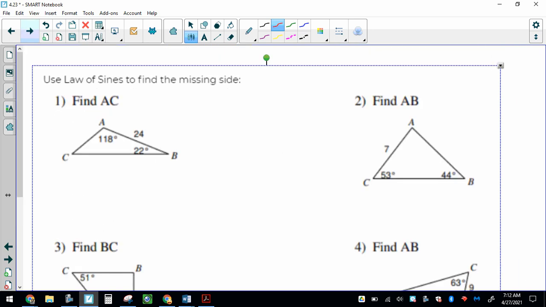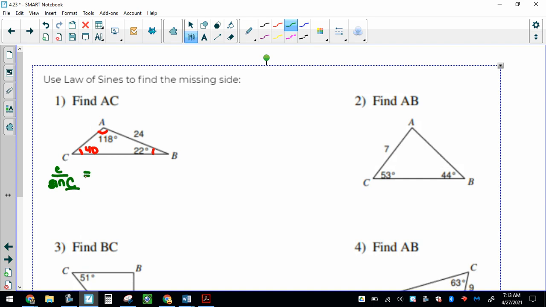So let's set up this first one. First off, I see two angles here, this guy and this guy. I know that I can get that third angle because triangles are always 180, so 180 minus 118 minus 22. That tells me that this angle right here is 40. So let's look for what we have a full set of. Capital A I have, little a, this side length I do not. Capital B I have, little b, this side length I do not. Capital C I have, little c I have. So we're definitely going to use c over sine C.